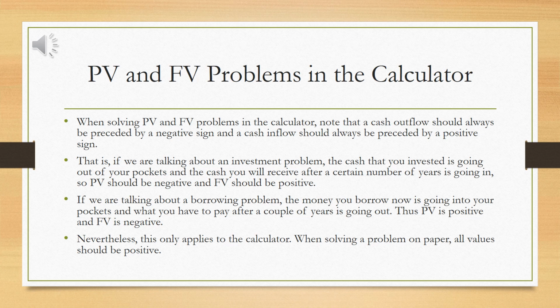If we're talking about a borrowing problem, the money you borrow now is going into your pockets, and what you have to pay after a couple of years is going out. Thus, present value is positive and future value is negative. Nevertheless, this only applies to the calculator. When solving a problem on paper, all values should be positive.